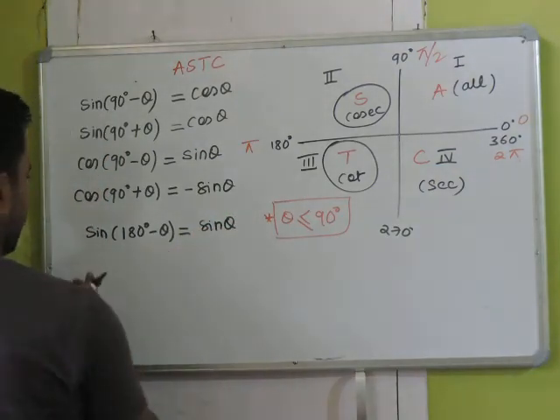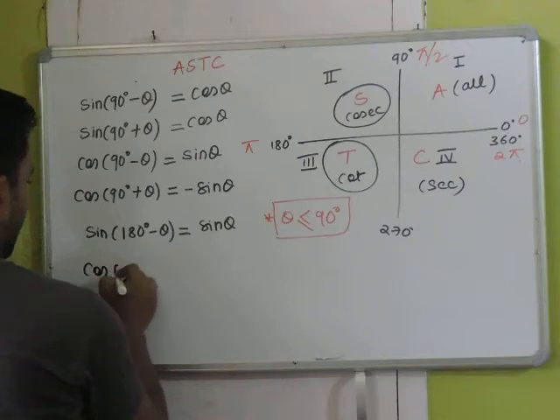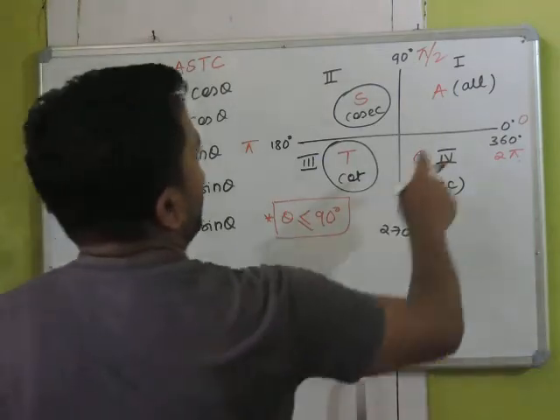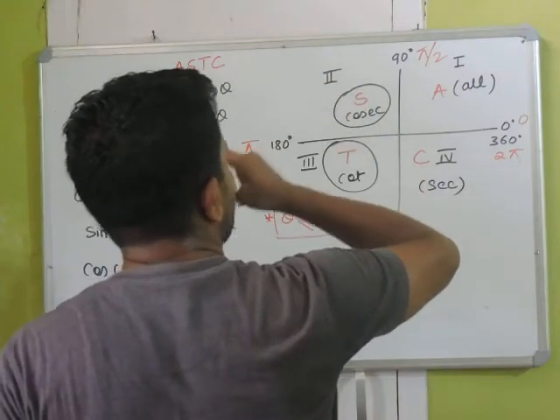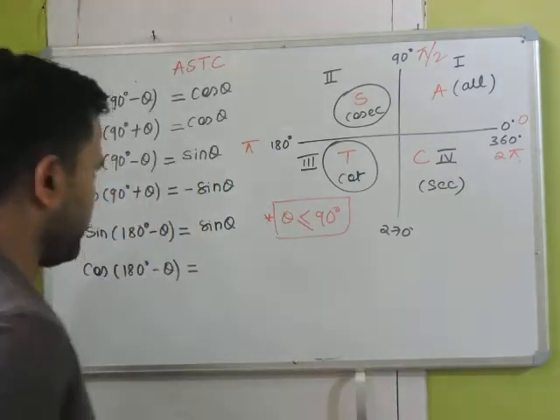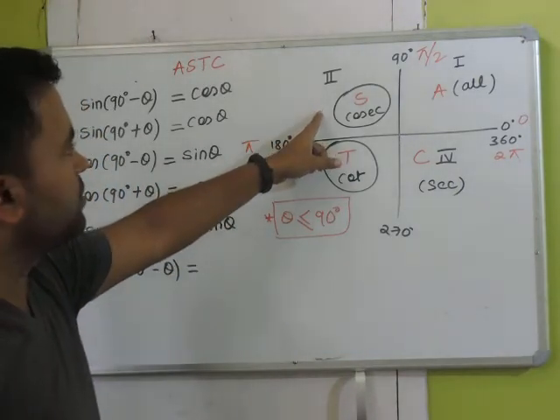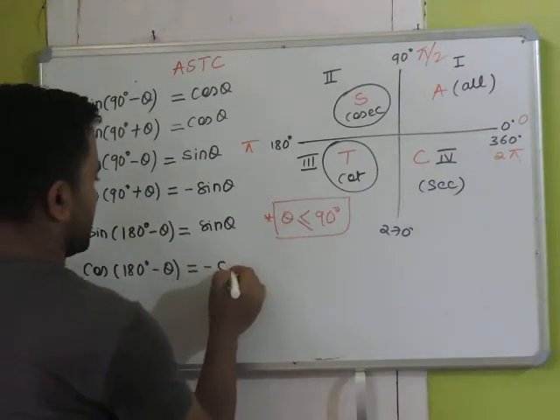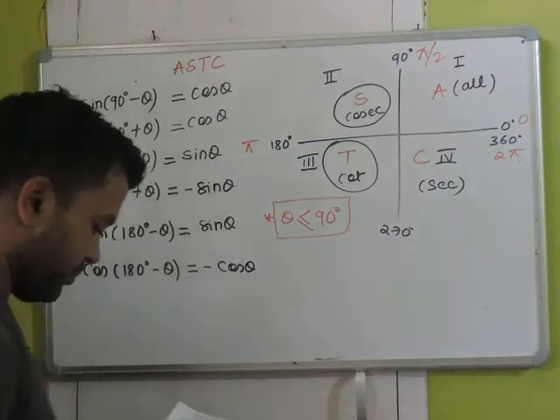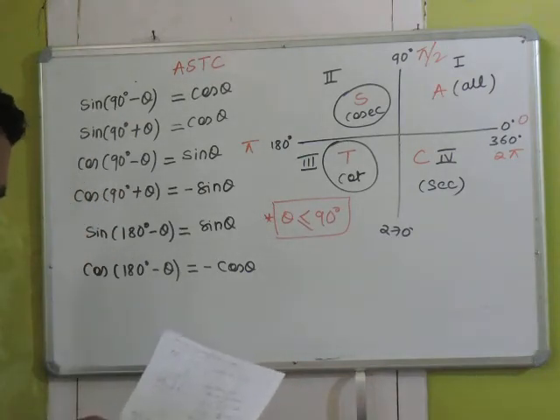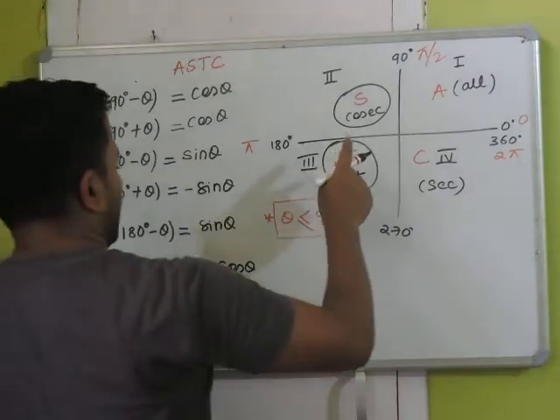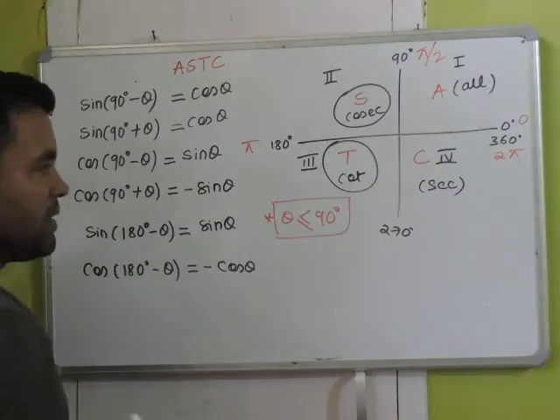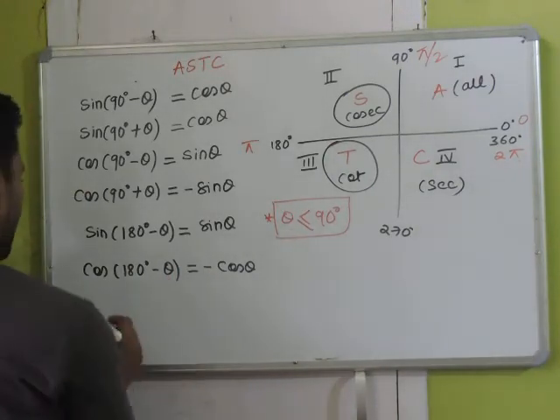Right. Now in the same way, what will be cos 180 minus theta? If you come here, cos 180 minus theta, again you are in the second quadrant. Cos is negative, and the function is not going to change, but cos will be negative, so this is minus cos theta. Now I will just do one more. These things are going to be very useful for you.